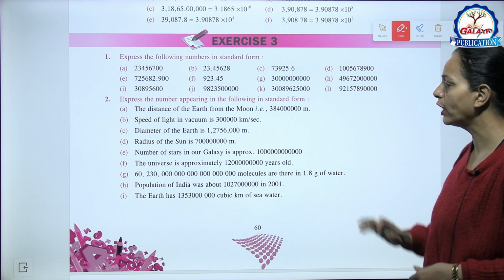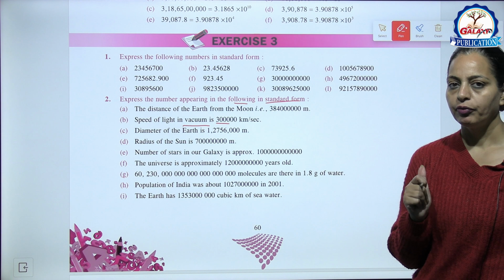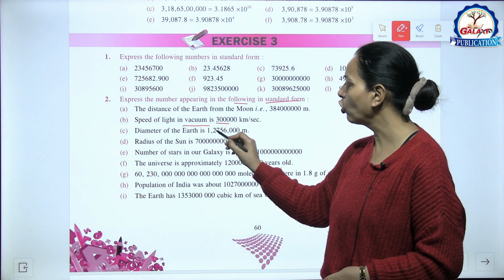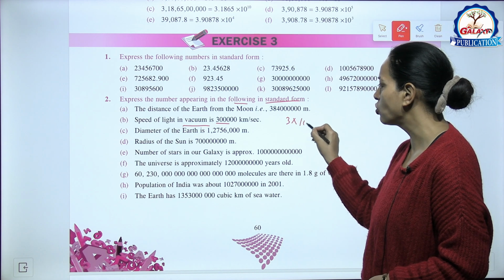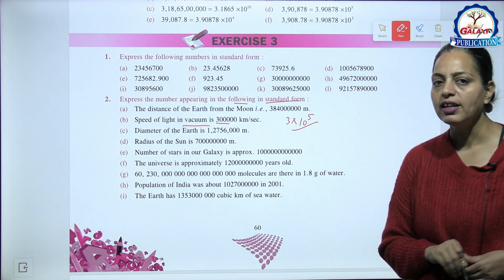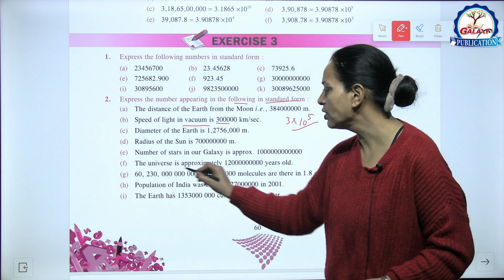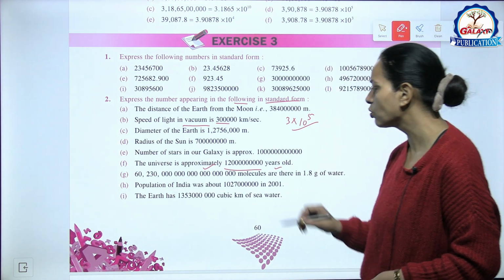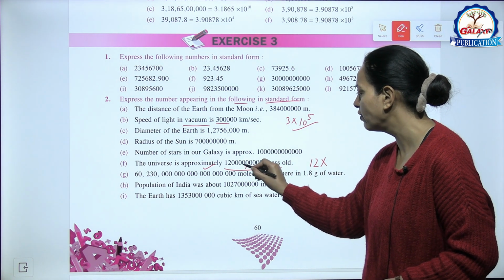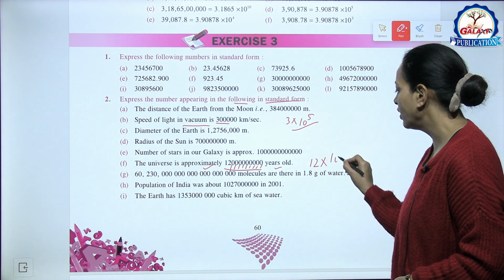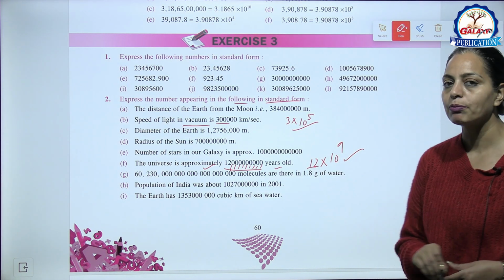Now question number 2, express the numbers appearing in the following in standard form. Now B part, speed of light in vacuum is 3 lakh kilometer per second. So 3 into 10 raised to power 5. This is the standard form. Okay. Now see the F part, the universe is approximately this many years old. That is 12 into 10 raised to power 9, but this is not the standard form because this number is more than 10.